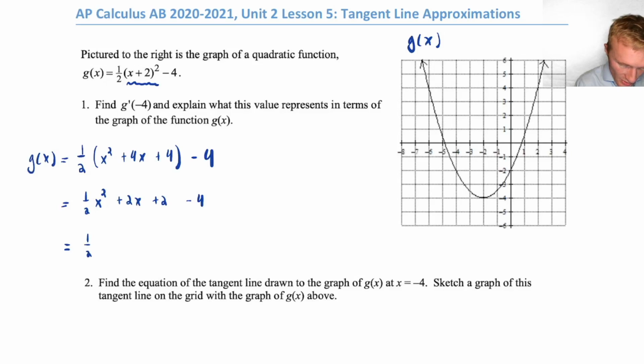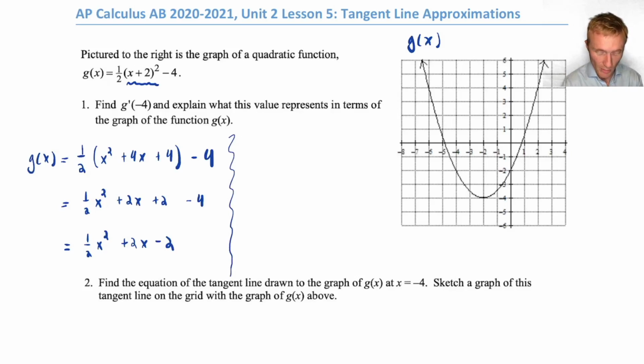Once we do this, now we have g of x in a polynomial form that we can deal with, 1/2 x squared plus 2x minus 2. That's a function we can take a derivative of using the power rule. G prime of x, so first we just find the general derivative using the power rule. Exponents multiplied by coefficients, 2 times 1/2 is 1. Exponent goes down by 1, so the derivative of 1/2 x squared is just x. The derivative of 2x is 2.